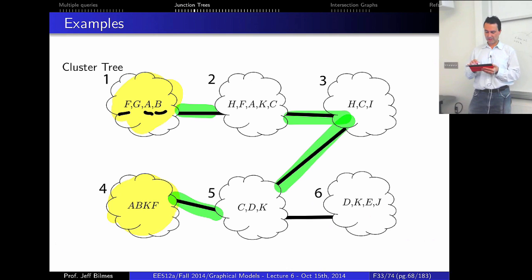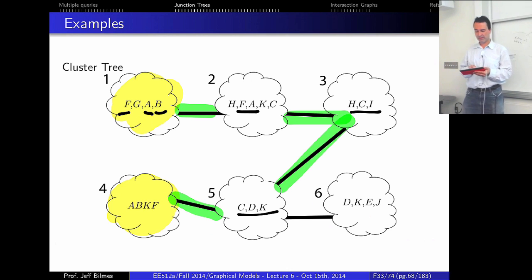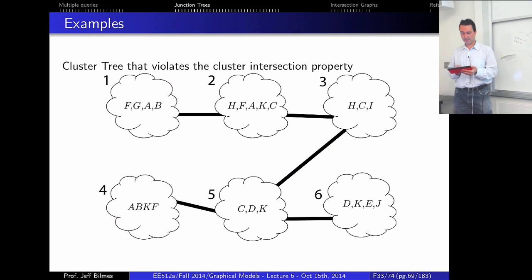So for this to be a cluster tree, for the cluster intersection property to hold, F, A, so does B live there? It doesn't. And F doesn't live there. And F doesn't live there. So therefore, does the cluster intersection property hold here? No. The cluster intersection property does not hold, although it is a cluster tree.